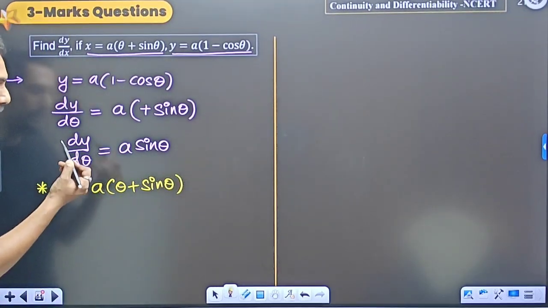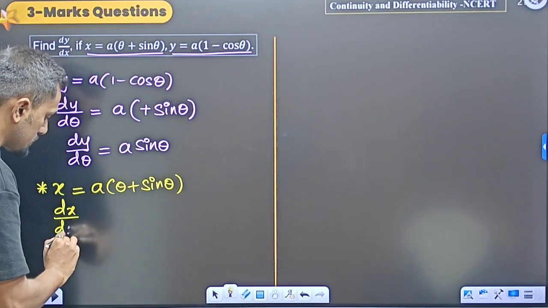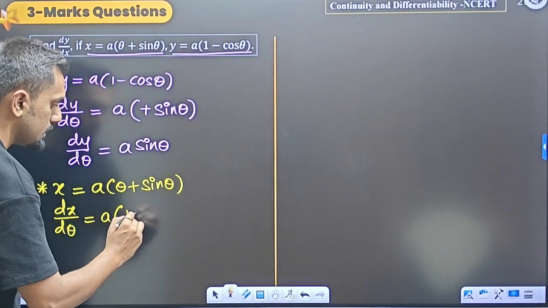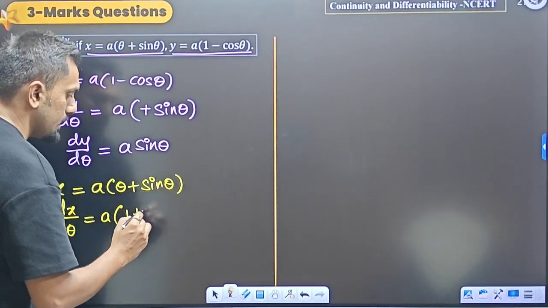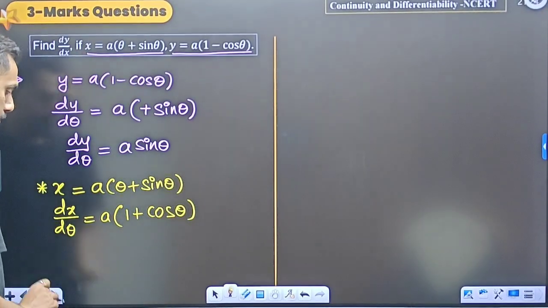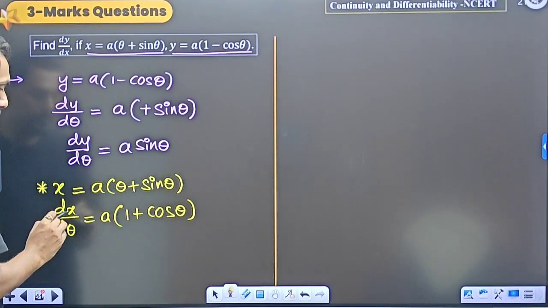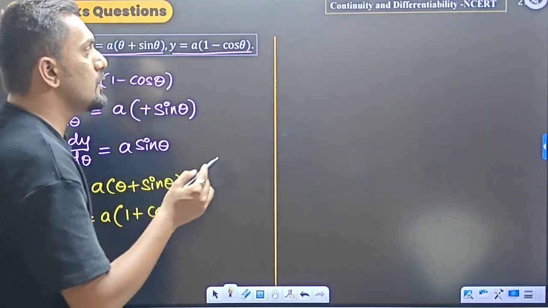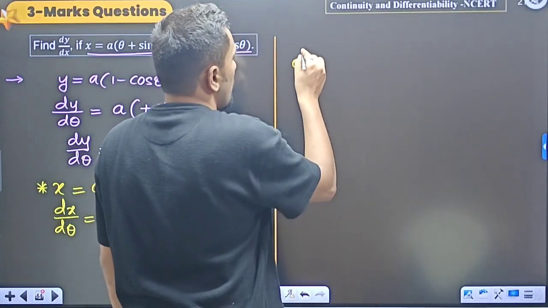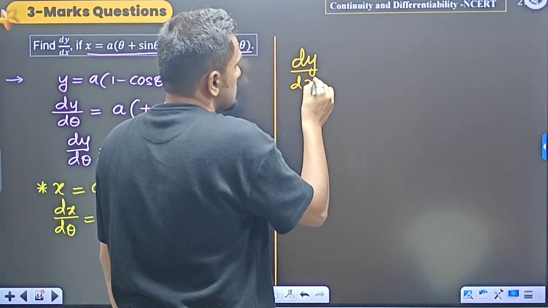If I differentiate this with respect to theta, then it becomes dx by d theta is equal to a as it is, derivative of theta is 1, derivative of sin theta is cos theta. Okay, then where do we use these two values, dy by d theta and dx by d theta? We will use them while finding the derivative of y with respect to x.